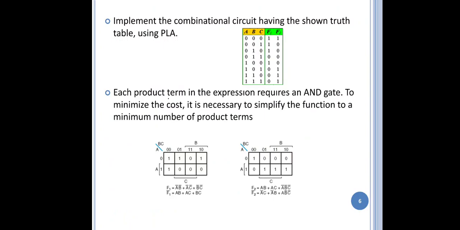To minimize the cost, it is necessary to simplify the function to a minimum number of product terms. So using K-map we can simplify the functions. We have three variable K-maps since this has three input variables a, b and c. So consider a three variable K-map. In the first K-map we map the output corresponding to the function f1.